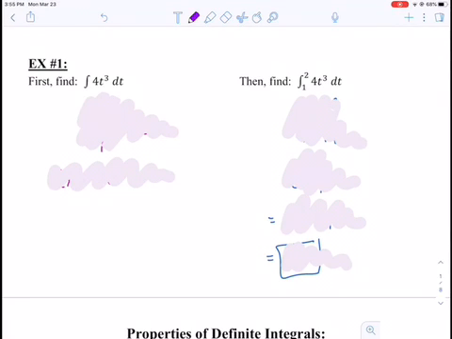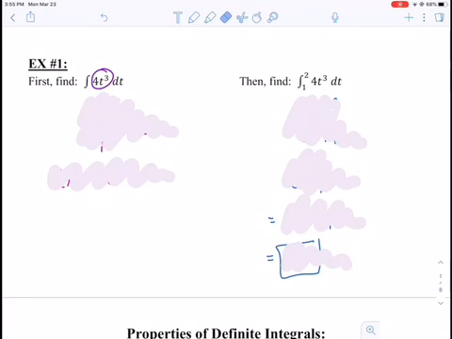Okay? So let me give you an example comparing the two different ideas that we've discussed, indefinite integral versus a definite integral. Looking at example number 1 with me, the first one says to find the integral of 4t cubed with respect to t. Find me the indefinite integral. What that's saying is that my 4t cubed is my derivative, and I want you to find me the antiderivative. What original function has a derivative of 4t cubed?